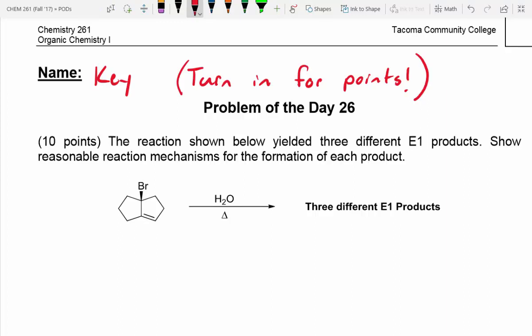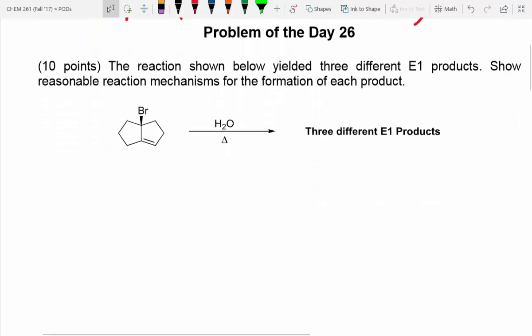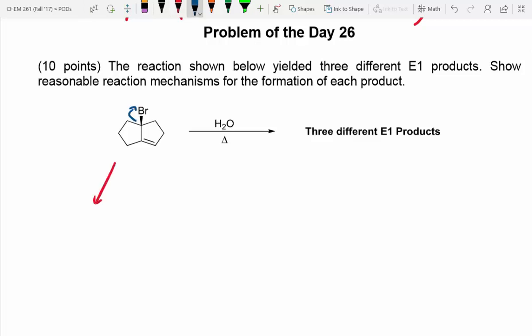All right, let's try doing this as a class. So for this problem, I immediately told you it's E1. That gives you a big hint for the first step. What's the first step got to be? Kick off the leaving group. Okay, so I'll go ahead and kick off this bromine.